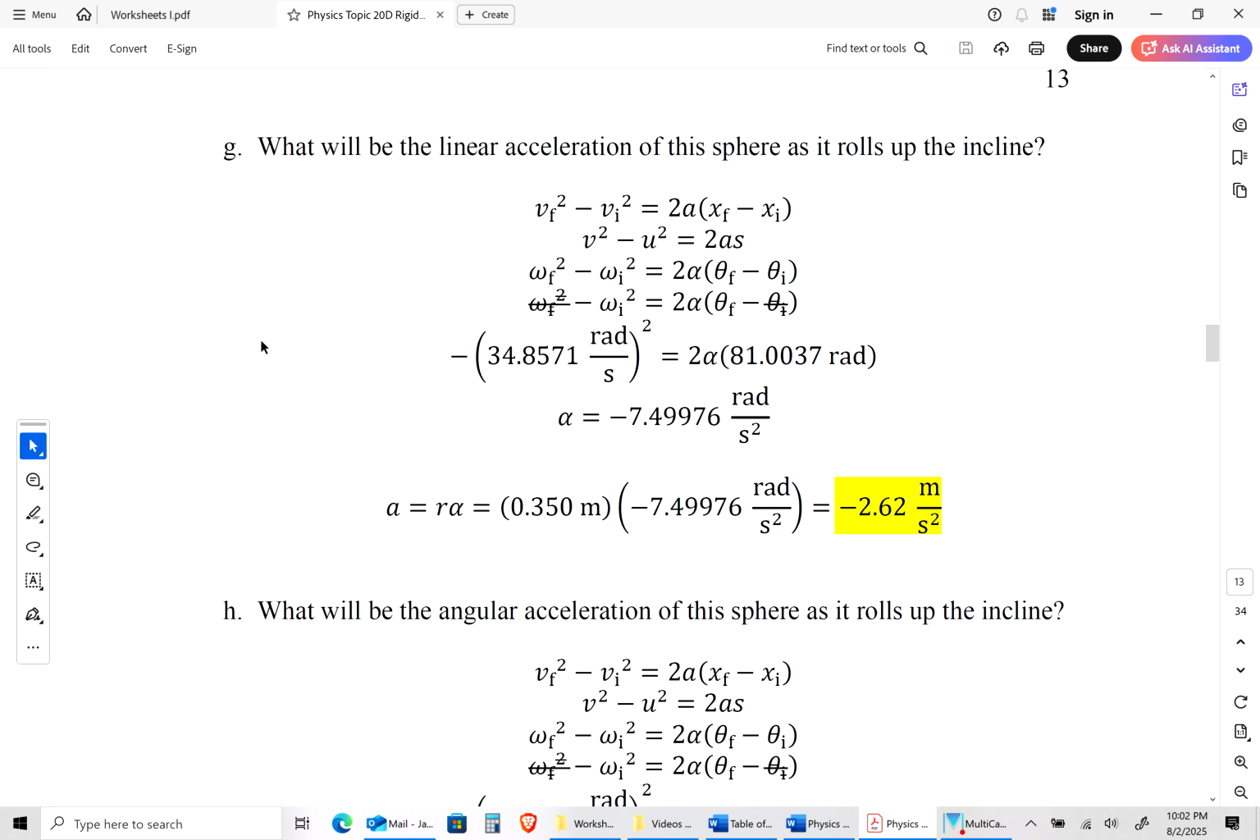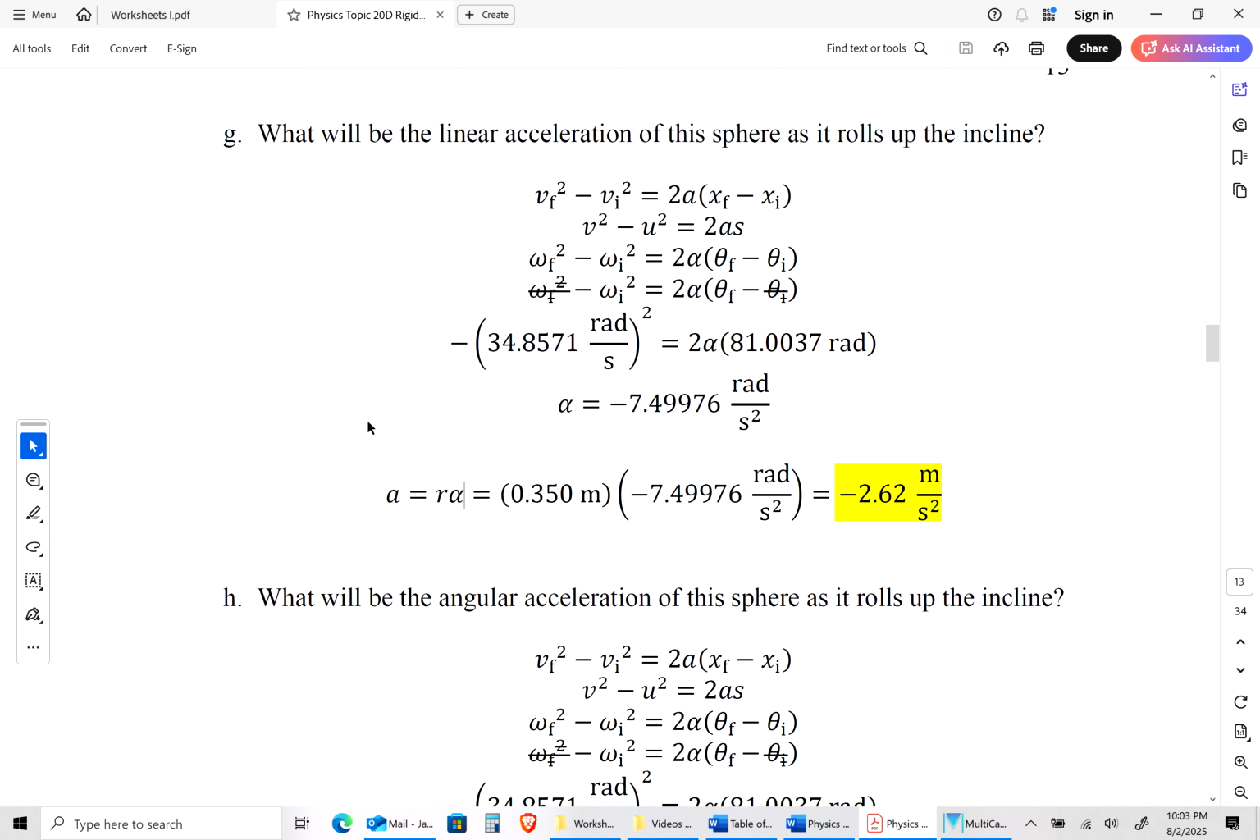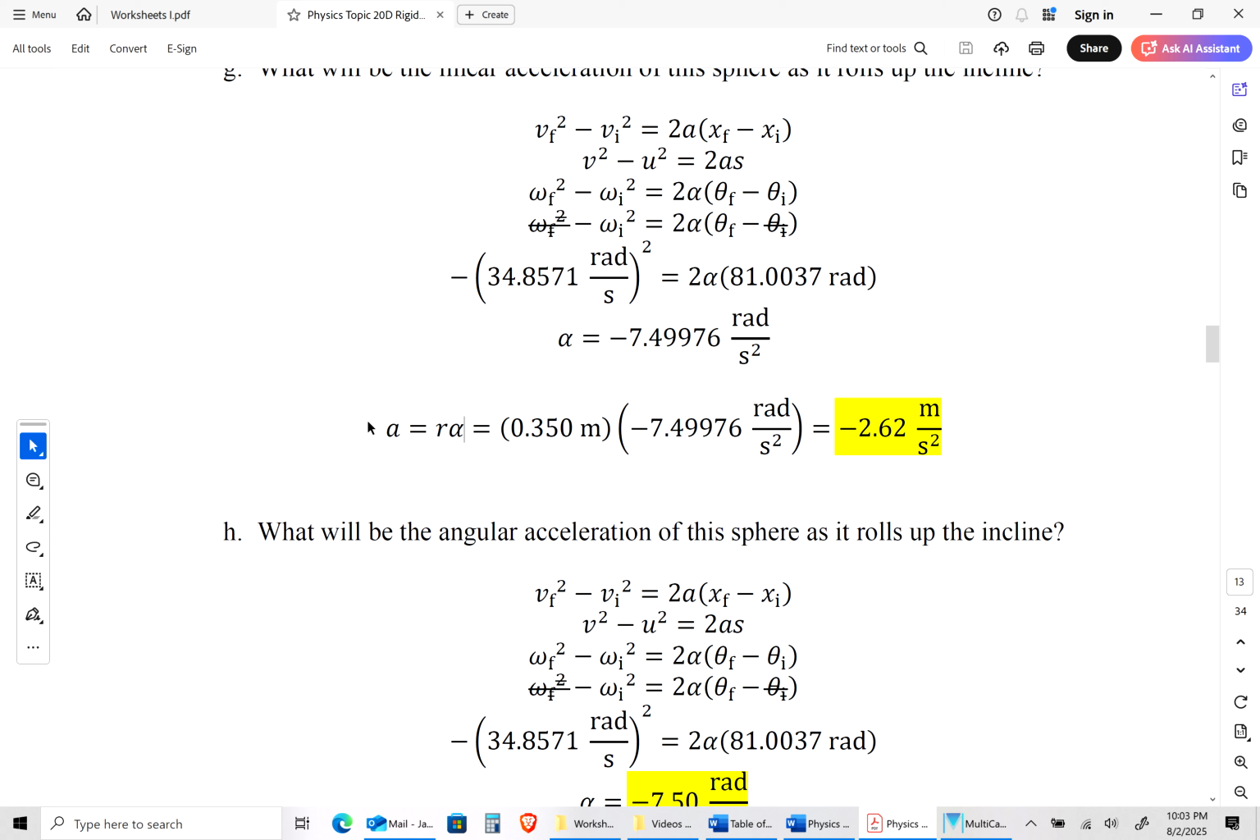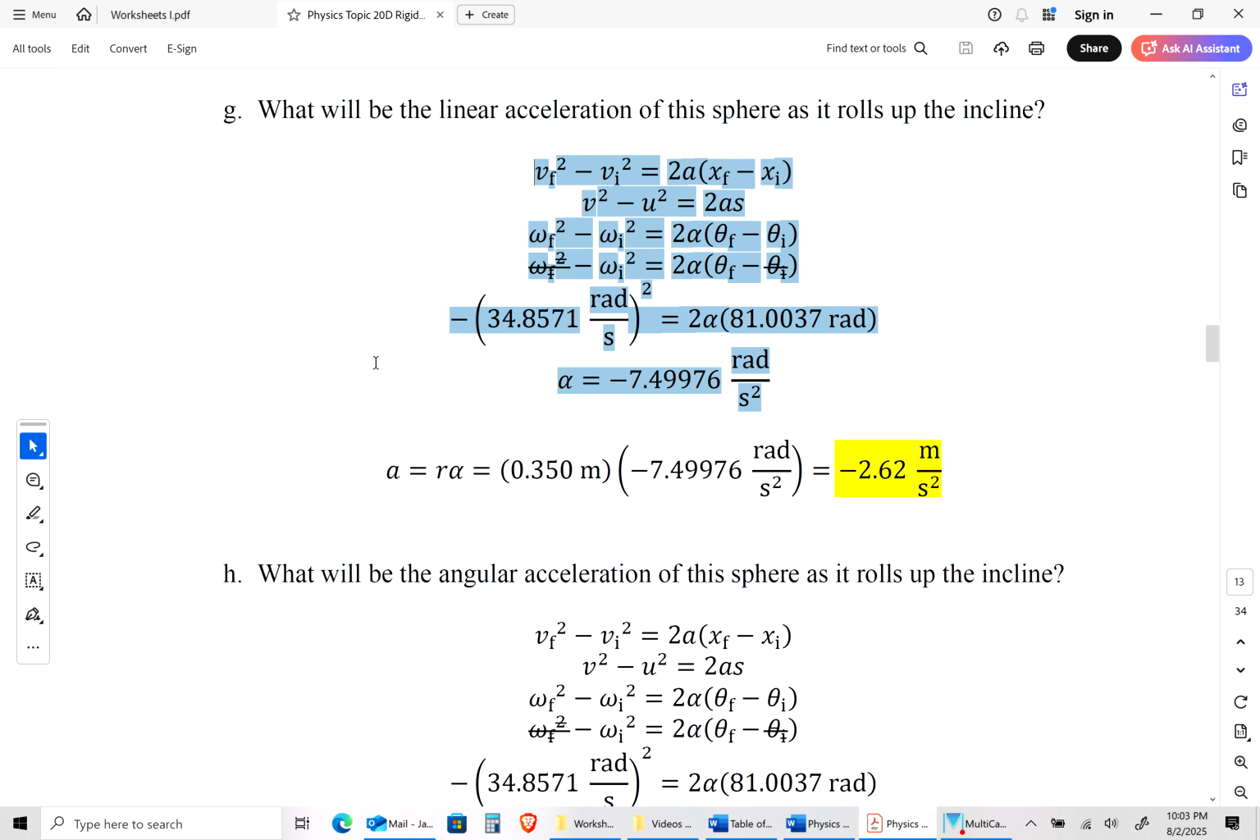Part G, what will be the linear acceleration of the sphere as it rolls up the incline? So linear acceleration. We have this Suvat equation and we convert it to an angular motion equation and we solve for alpha. A equals R alpha. So we could obtain A. Part H, what will be the angular acceleration of the sphere as it rolls up the incline? So it was already solved for here.